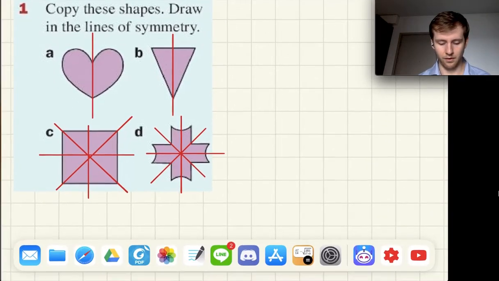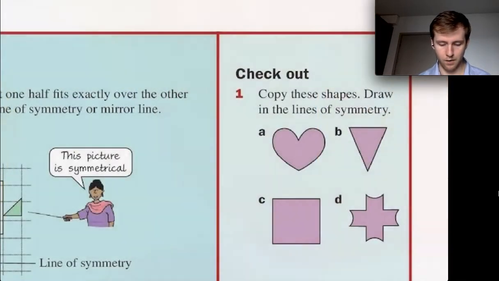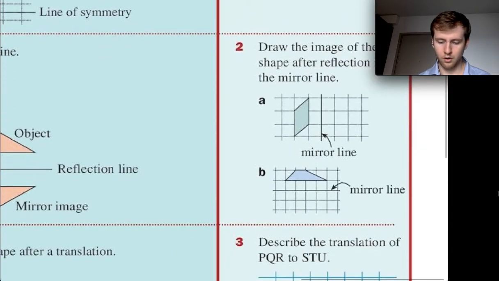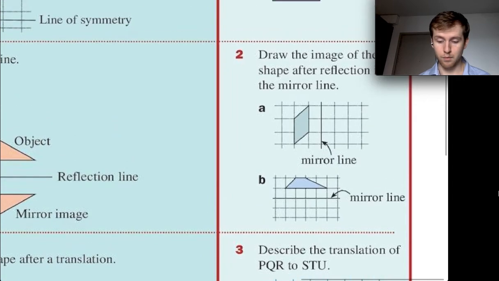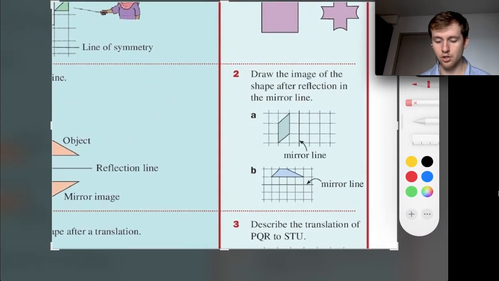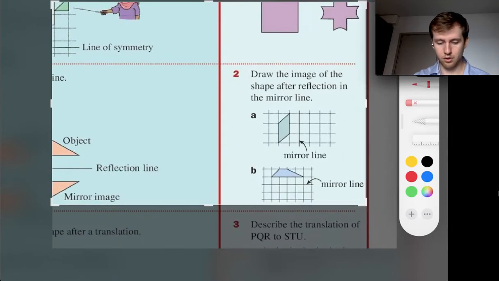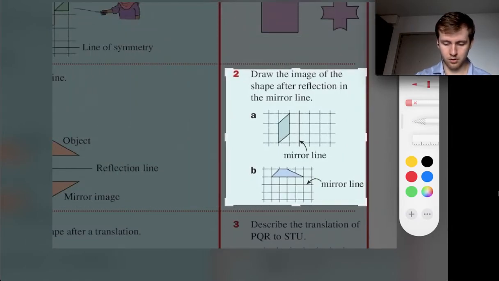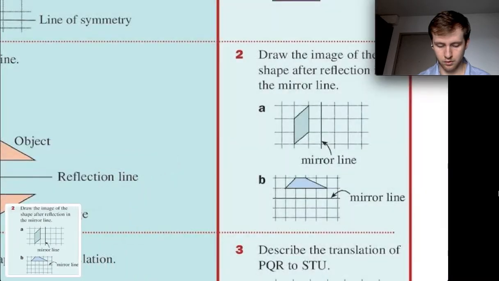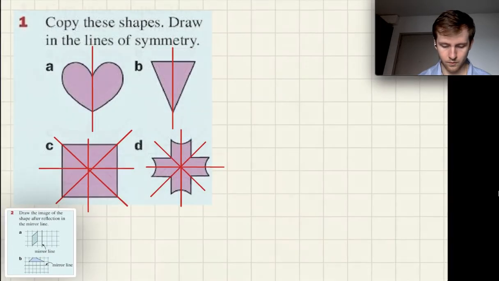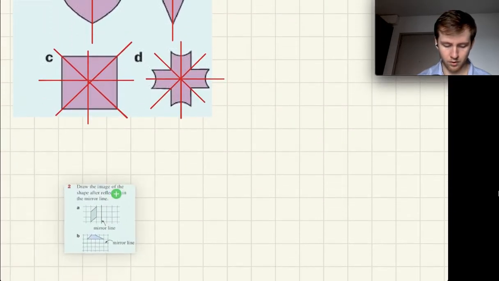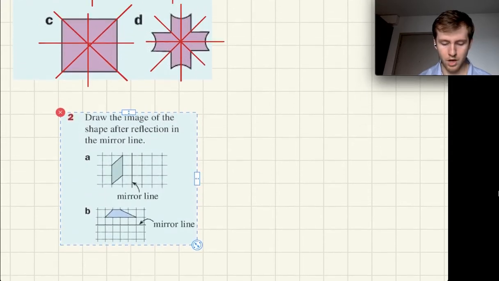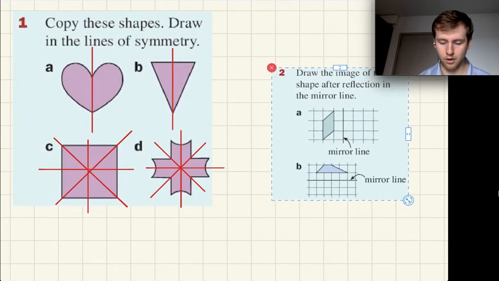Okay, and next one. What do we have here? This is about the mirror line. Another kind of transformation is reflection. Draw the image of the shape after reflection in the mirror line.